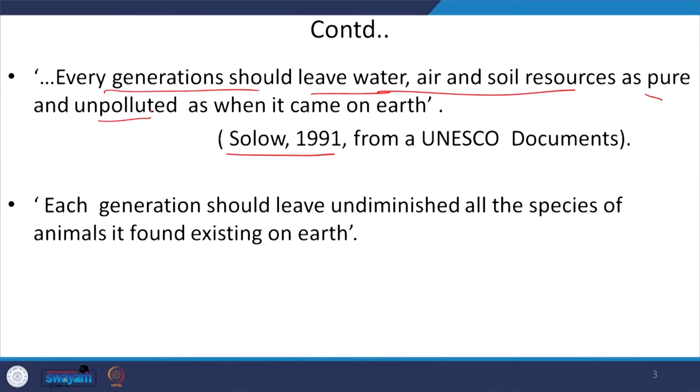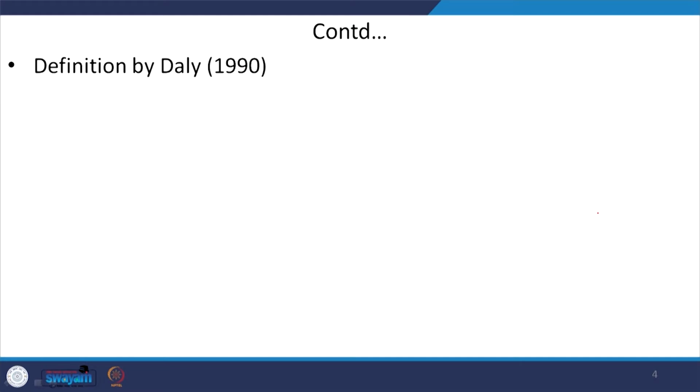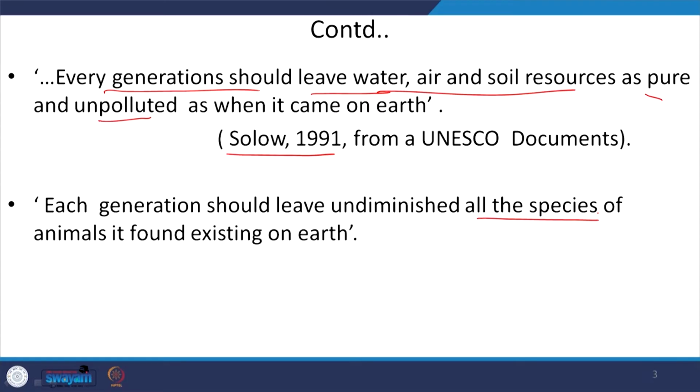That means the particular characteristics of water, air, soil resources or other systems need to continue at the same quality, and if they do, then these qualities can be called sustainability. In another example he talked about how each generation should leave undiminished all of the species of animals it found existing on earth. If all the species and their quantity and spread over their populations are undiminished on the earth itself, then this is an example of sustainability. These are the examples given by Robert Solow in 1991.